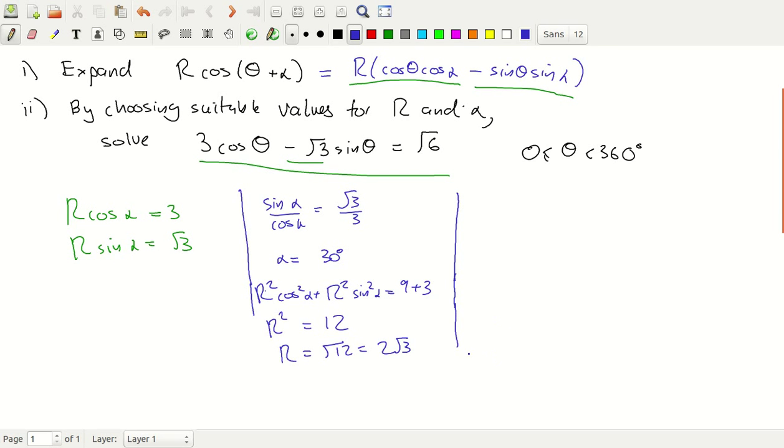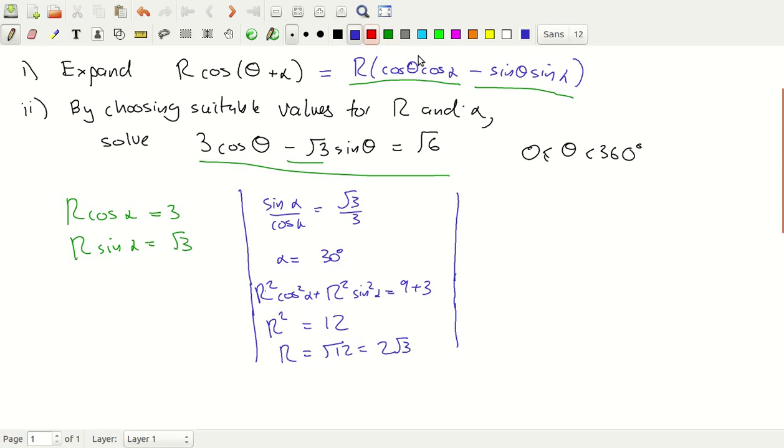Okay, so there you have it, an algebraic way of solving the equations in green. You find the angle by dividing one equation by the other to discover tan alpha is root 3 over 3, and you find r by squaring the equations and adding them, discovering that r squared is equal to 12. And that always works for problems of this type.